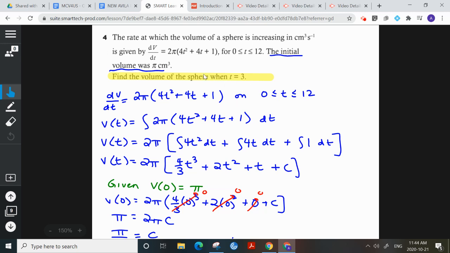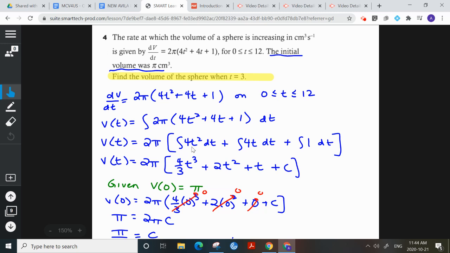Very similar to our last example, we started with the rate of change. So if we want to know the equation for finding the volume, we need to take the integral of this. For the integral, I'm going to start by pulling out that coefficient 2π and taking the integral of this expression individually. Remember that I can take the integrals of each term and add those integrals together.